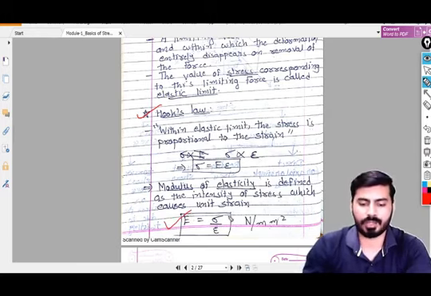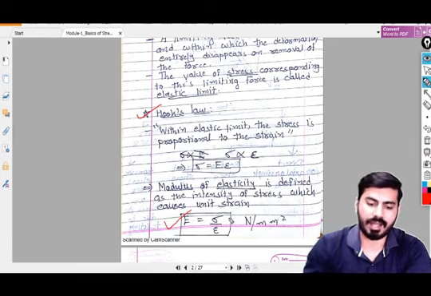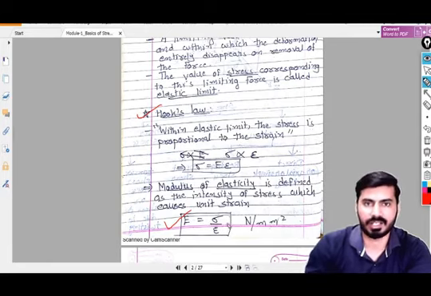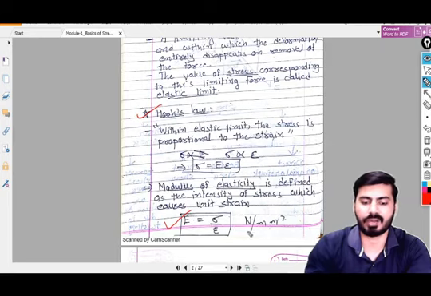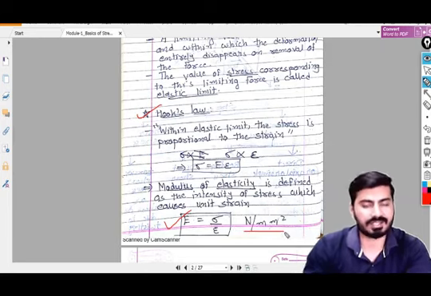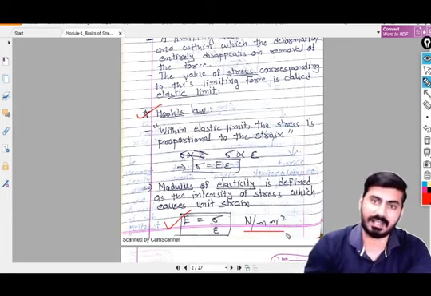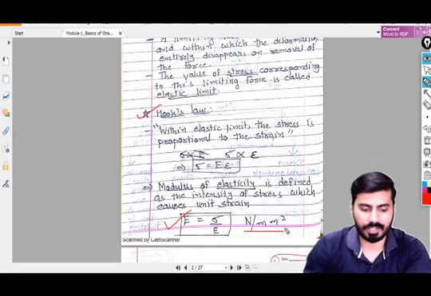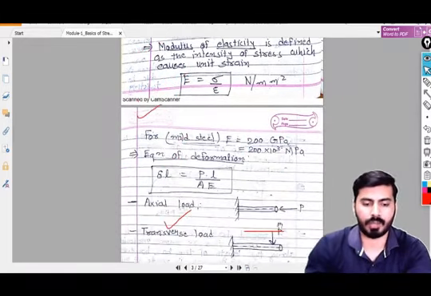Now if you write the formula, the unit of sigma is Newton per mm square, and the unit of epsilon is unitless. So ultimately the final unit comes out to be Newton per mm square for the Young's modulus. So the Young's modulus shares the same unit as the stress. So stress and Young's modulus are of the same unit. That's all I wanted to tell you about that.